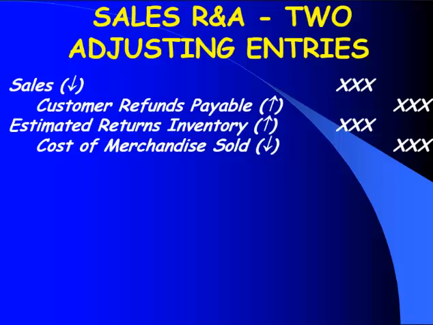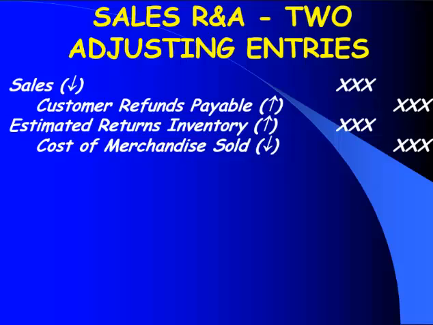We're going to debit an account that's similar to merchandise inventory, but when you don't know what it's going to be, we're going to debit estimated returns inventory. And then finally, we're going to credit cost of merchandise sold. Now, cost of merchandise sold is an expense. When we credit an expense, we make it go down.